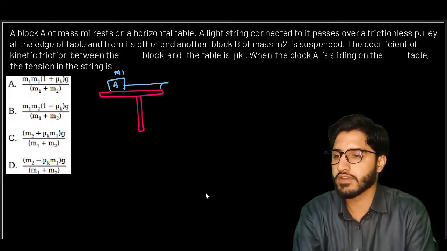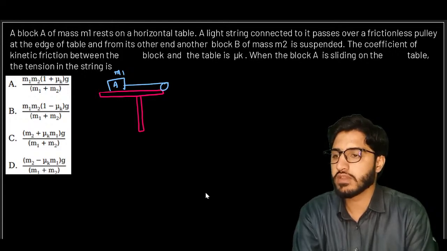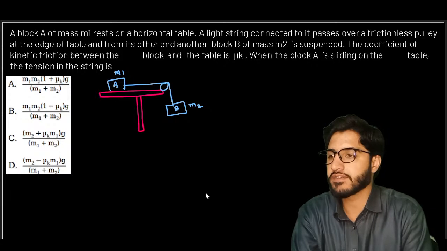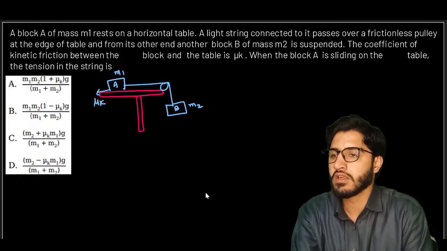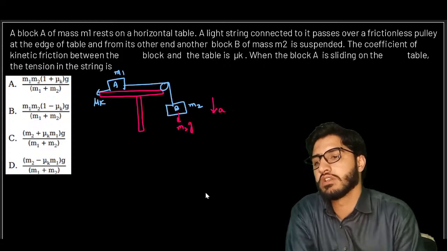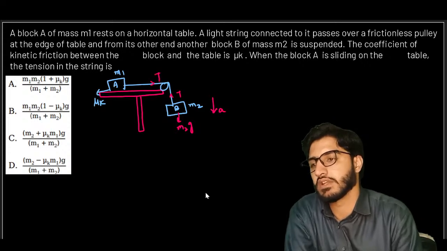At the edge of the horizontal table we have a pulley. Here we have a block B with mass M2. The coefficient of kinetic friction between the block and table is nu k. We have to find the tension. If it is going downward with acceleration A, this is M2G, tension T. Clear? So it would be M1G.